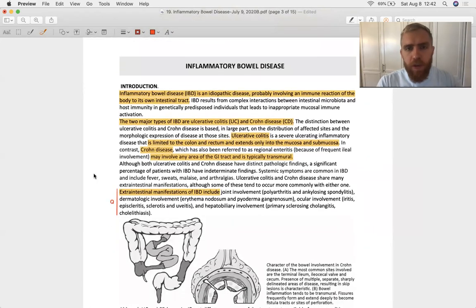Inflammatory bowel disease is idiopathic, meaning we're not sure exactly what causes it. We're idiots, basically. It involves an immune reaction of the body to its own GI tract, so both Crohn's and UC, the body's reacting against its own gut.